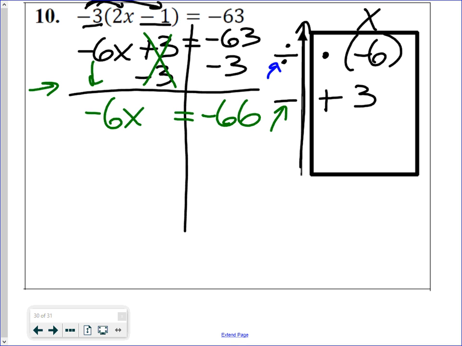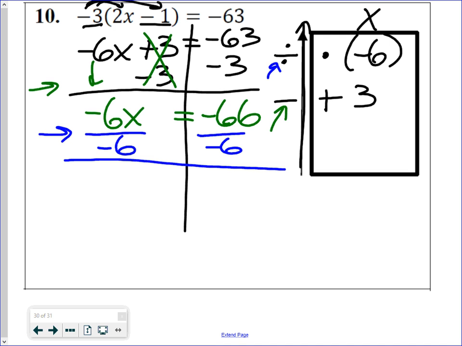Next step, divide by negative 6. So divide by negative 6, divide by negative 6, and going from left to right, negative 6x divided by negative 6, we get a positive 1x. I'll write that as just an x there, and that's equal to negative 66 divided by negative 6. That's positive 11. Two negatives make a positive. And so we have x equals 11.